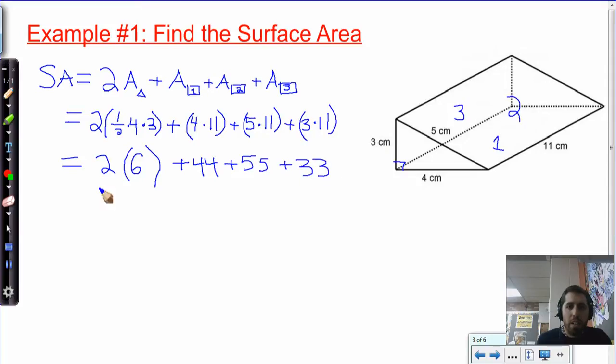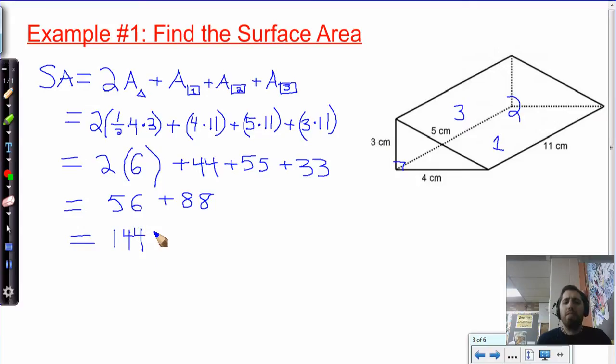Alright, so now we just have to finish this guy off. We have 12 plus 44, that would be 56 for us. 55 plus 33 would be 88. And that will give us a final answer of 144.